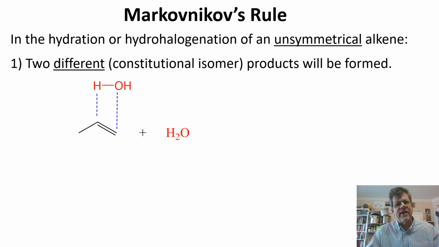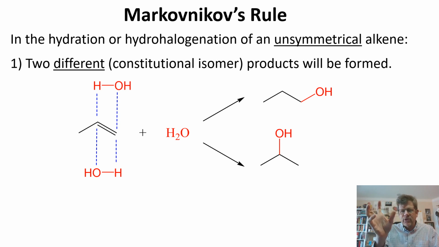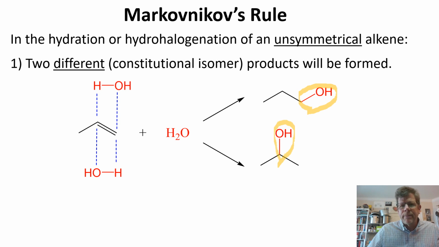HOH can lay down in this manner on this unsymmetrical alkene, giving us this product. Fair enough. HOH can also lay down on this unsymmetrical alkene backwards with respect to the previous one, where now our OH is going to the central carbon in that three-carbon chain, and we would get a different compound. Notice these are constitutional isomers. They're two different compounds, not renditions of the same compound that I can turn around or flip over. Clearly, in the first case we have the alcohol on the end carbon, and in the second we have the alcohol on the central carbon. Those have different connectivity. So we form two different constitutional isomer products when we either hydrate or hydrohalogenate an unsymmetrical alkene.